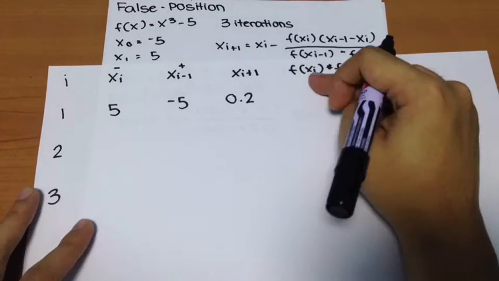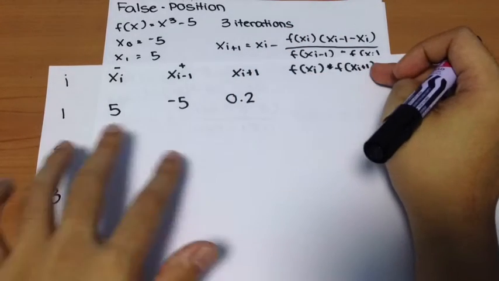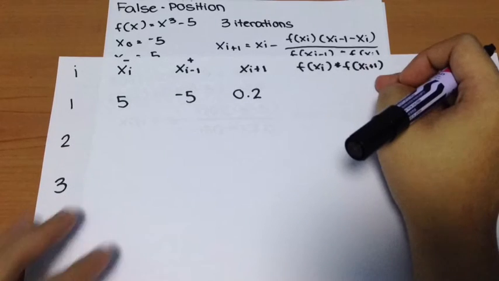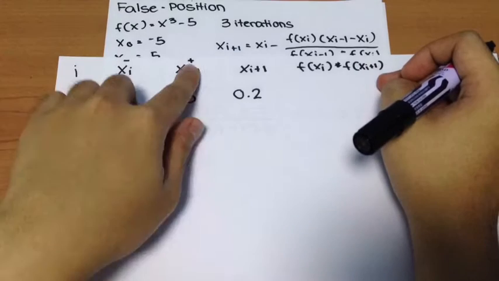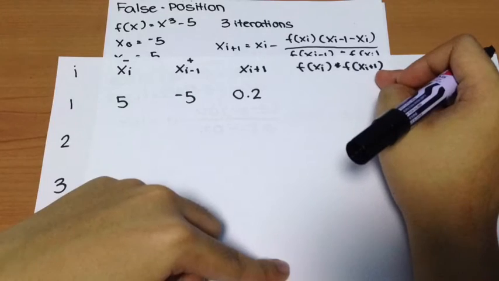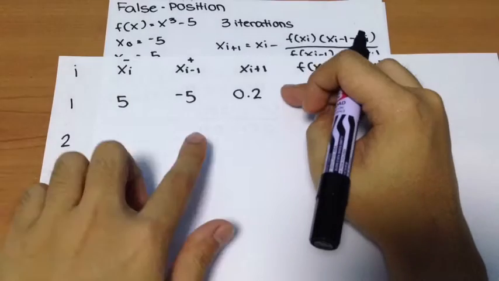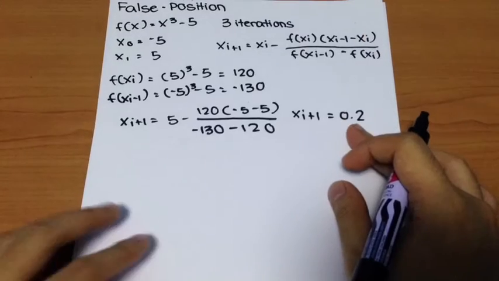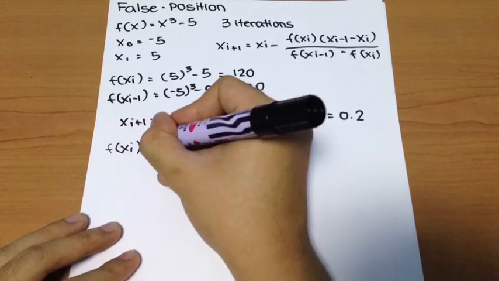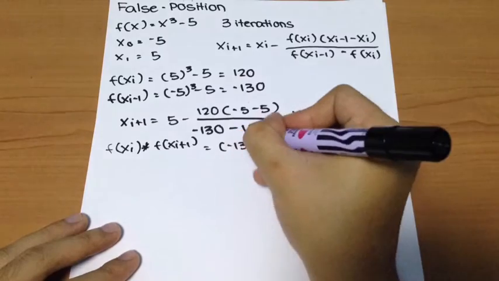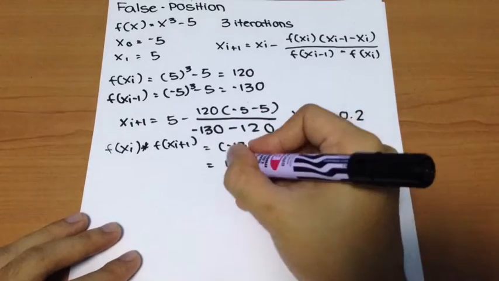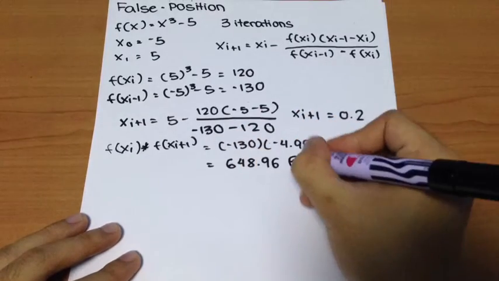We go for the function of x_i times the function of x_{i+1} to determine whether, if it is positive, the x_{i+1} will be our new x_{i-1}, and if it's negative, the x_{i+1} will be our new x_i for our second iteration. And we have a positive 648.96, so x_{i+1} will be the next x_{i-1}.